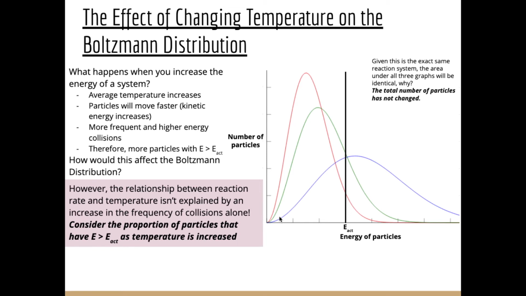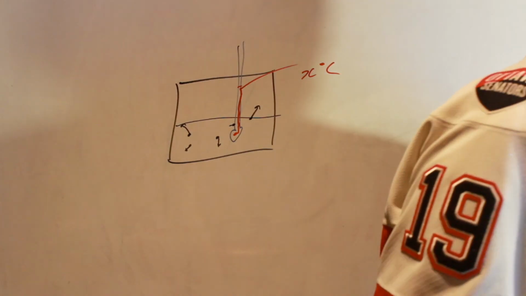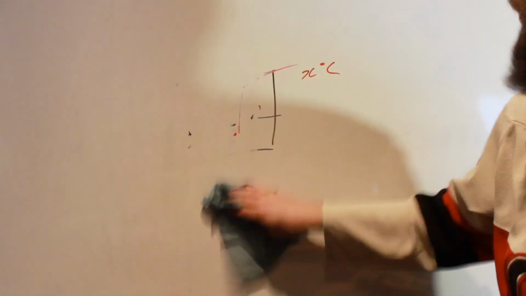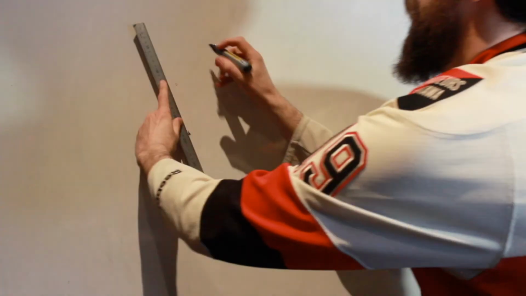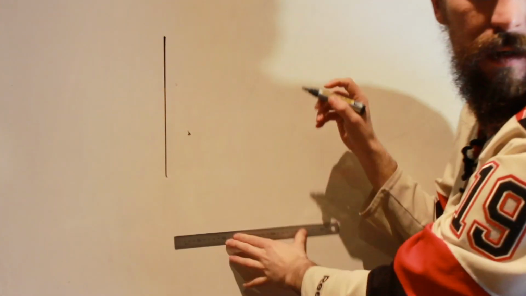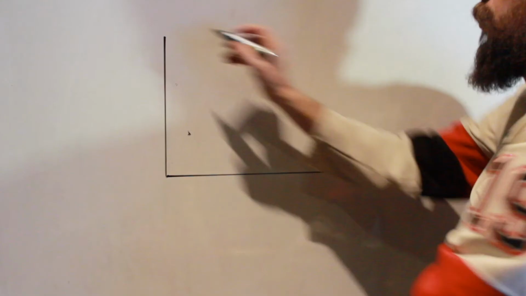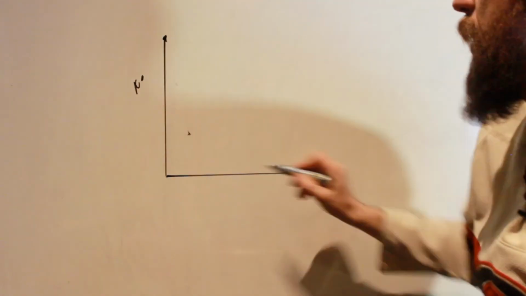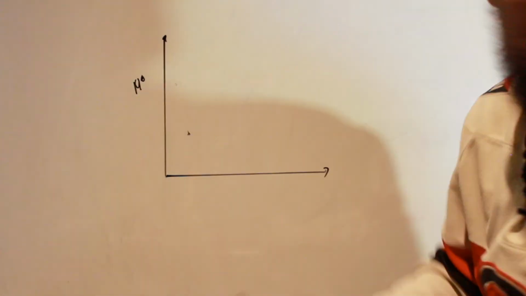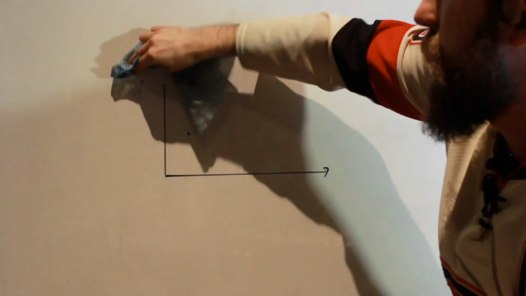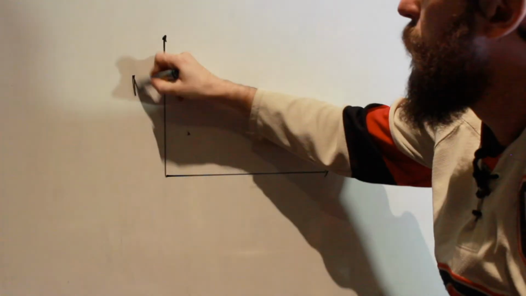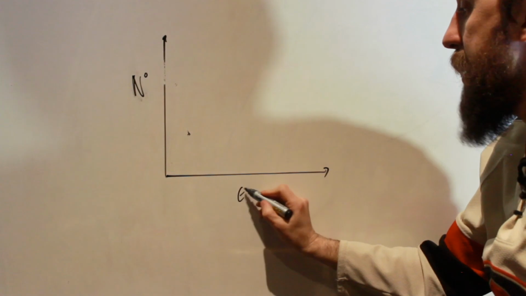If we look at my initial reaction, which was the green one, if I get the area under the green curve, in fact, it might be better if I draw this out so I can shade some areas. So I have a Boltzmann distribution. Good practice to draw these Boltzmann distributions so you become familiar with them. I have a y-axis and I have an x-axis. We said on the y-axis we have the number of particles. Let me try that again. We have the number of particles, and down here we have the energy of the particles.